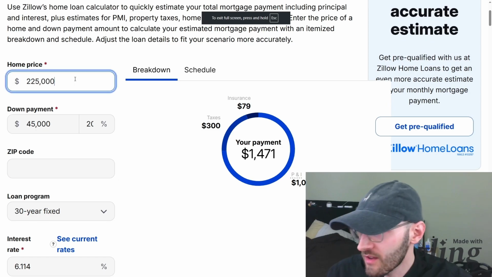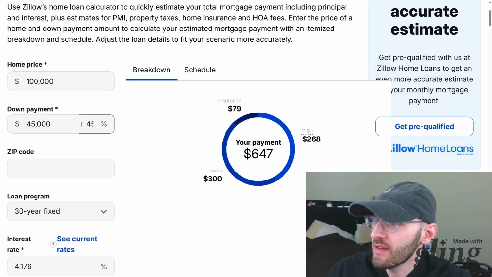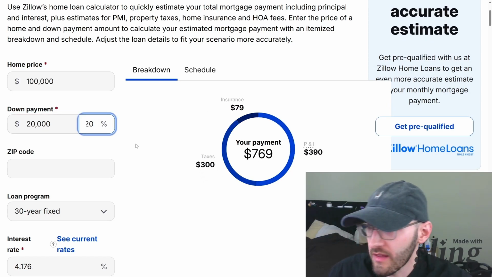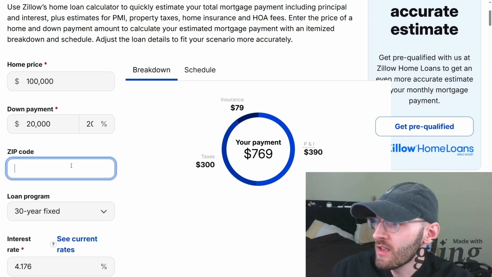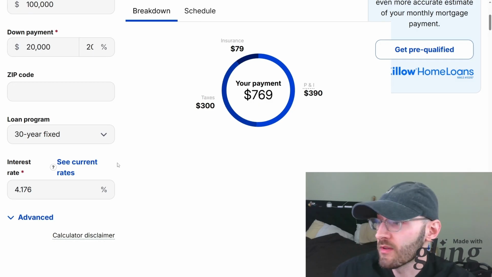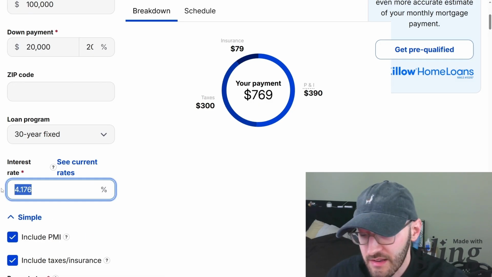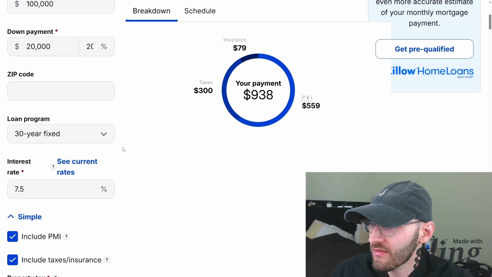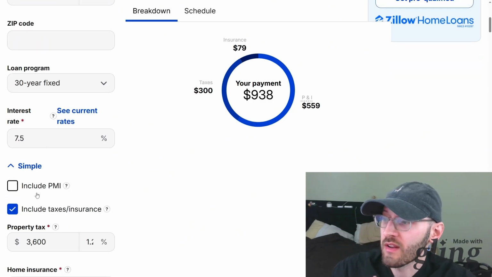All right, so we said the home price was $100,000. Down payment, we're not putting 45% down. We're doing 20. It's a conventional loan we're going to get. You don't have to put the zip code down. I normally don't. We're going to do a 30-year loan because it's probably what you're going to get. Your interest rate's not going to be 4%. Sorry to tell you guys. It's probably going to be like 7.5. Private mortgage insurance, again, we're going to say is 0.